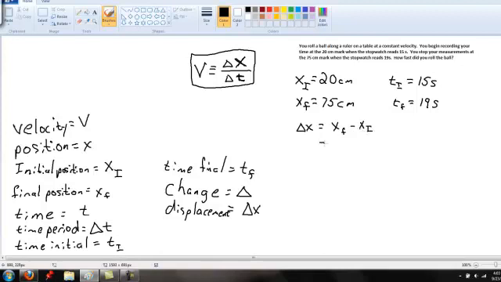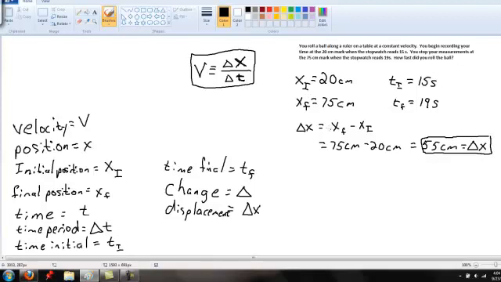So to find the change in position, it's the final position, 75 centimeters, minus the initial position, 20 centimeters, for a total displacement, or final change of position, of 55 centimeters. This here is our delta x, or our change in position. Put a box around that so we can identify it.